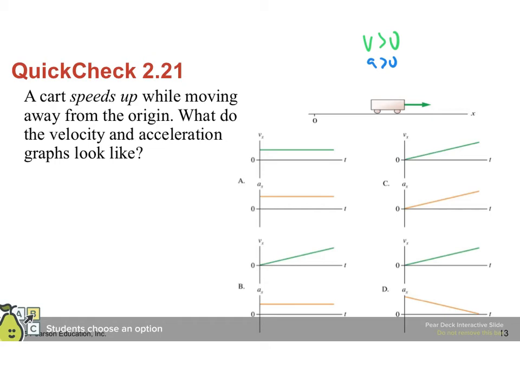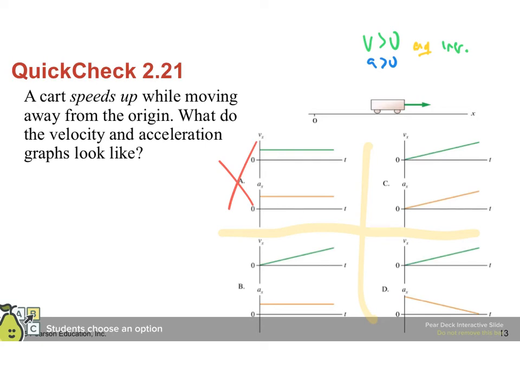So if we look at our, let's make clear again that we have this weird quadrant thing. So the velocity is positive and the acceleration is positive, so A would work. But then, sorry, A doesn't work because the velocity is positive, but then constant. And I need the velocity to be positive and increasing.